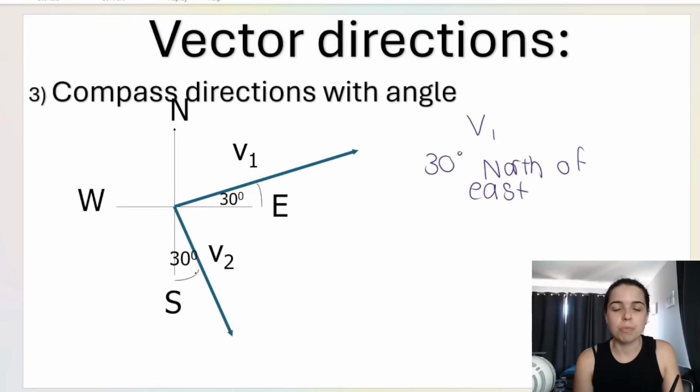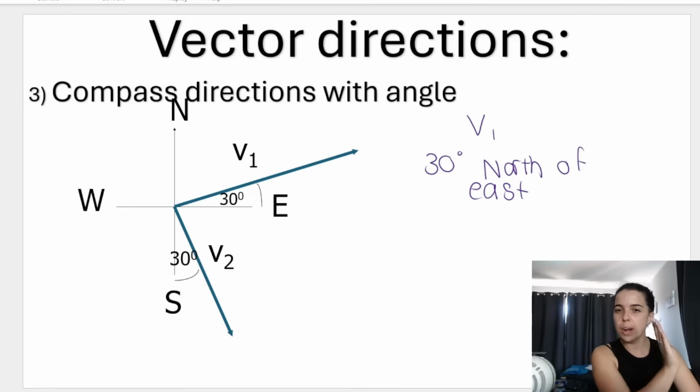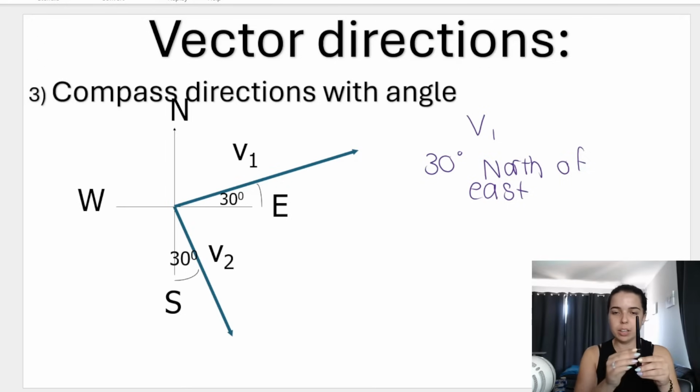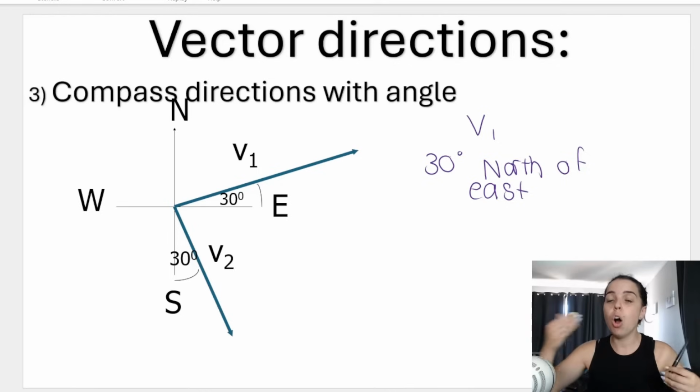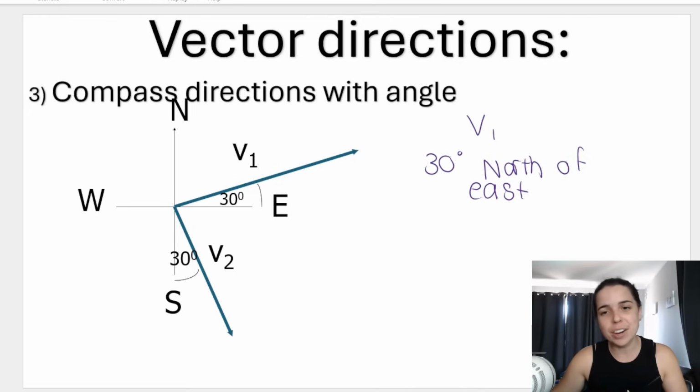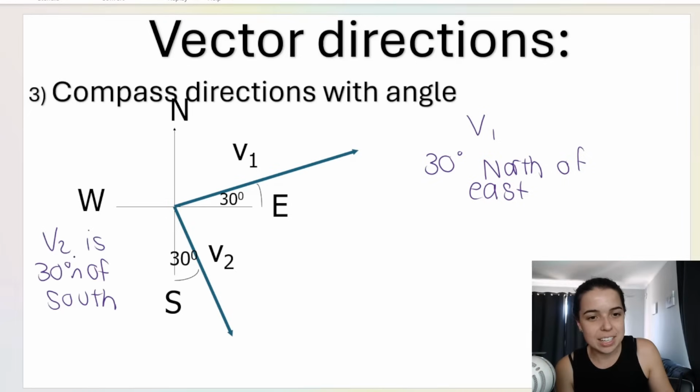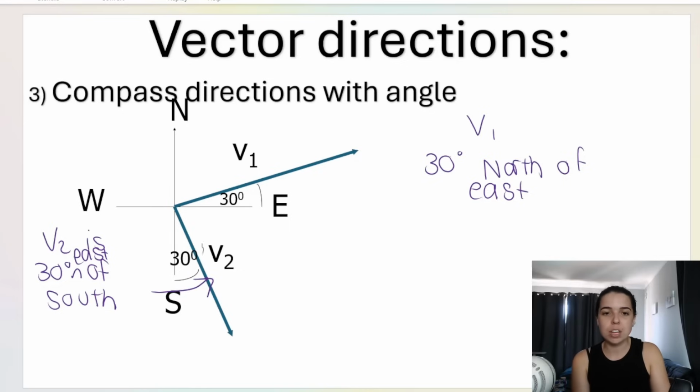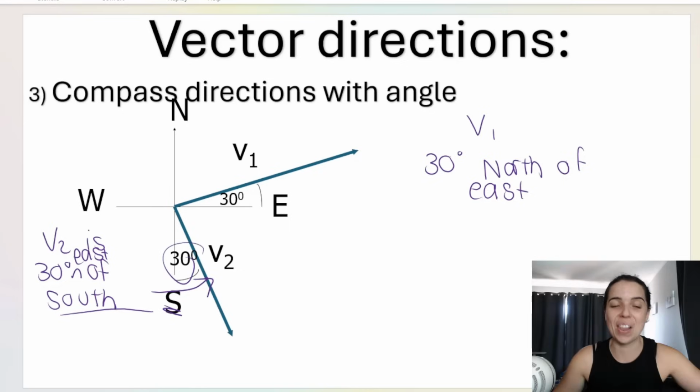Look at vector 2. Vector 2 is not along the south. If it was along the south, it would look like this, but it's not. It's going that way a little bit. So it's going 30 degrees to the east of south. I hope that helps. It's very difficult to explain, but east of south. So it's going to the east. It's going that way of south. It's closest to south, so south goes last.